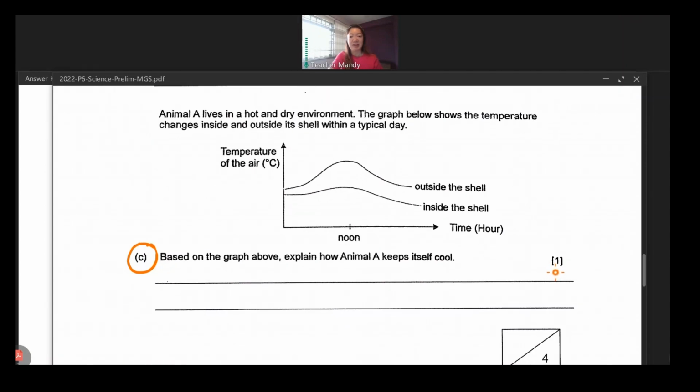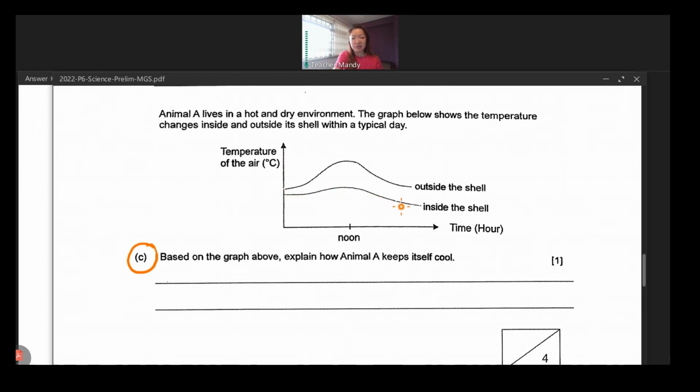We're still on animal A. Now, animal A lives in a hot and dry environment. The graph below shows the temperature changes inside and outside its shell within a typical day. So, outside of the shell, which is the surroundings, it is actually at a much higher temperature. This is maybe 40 plus, okay?